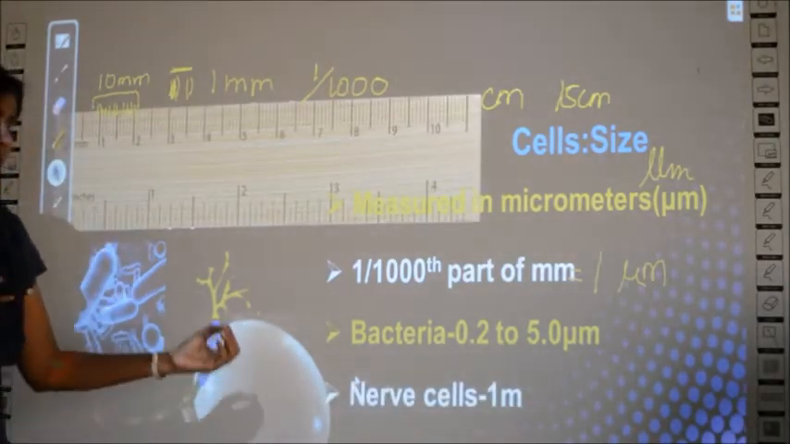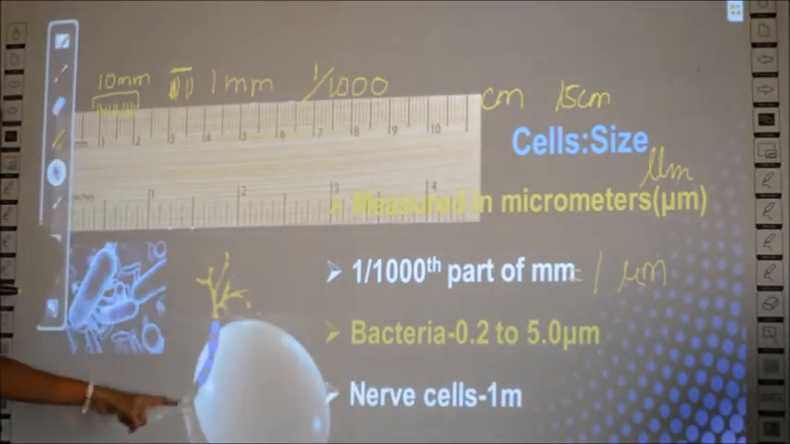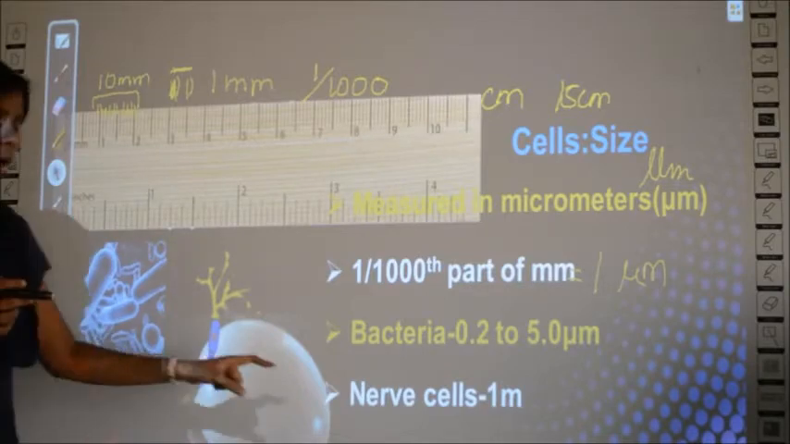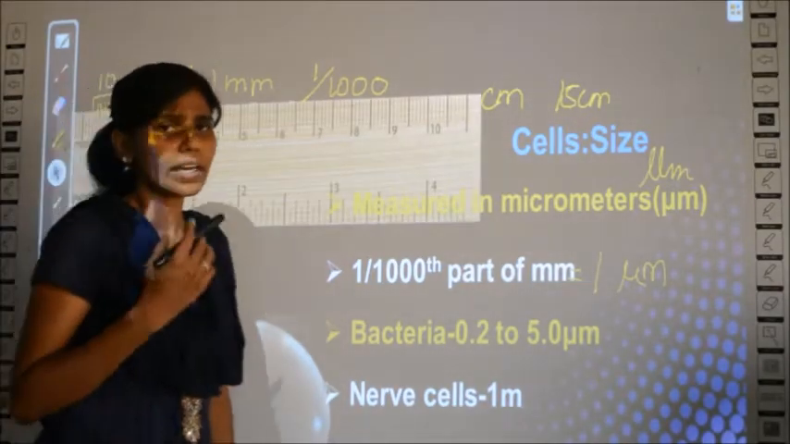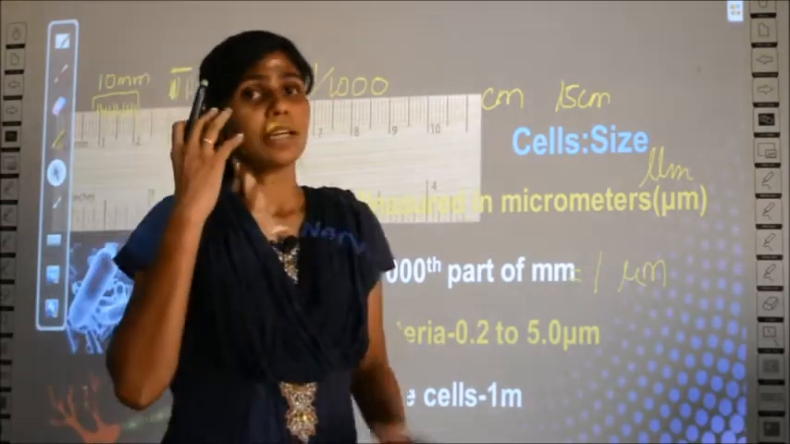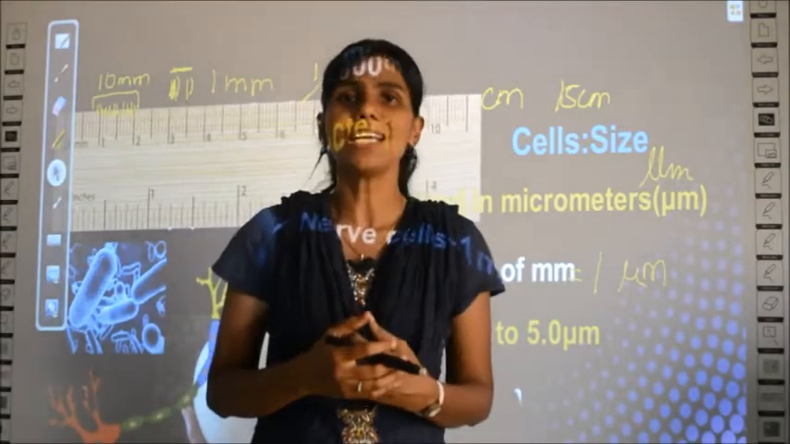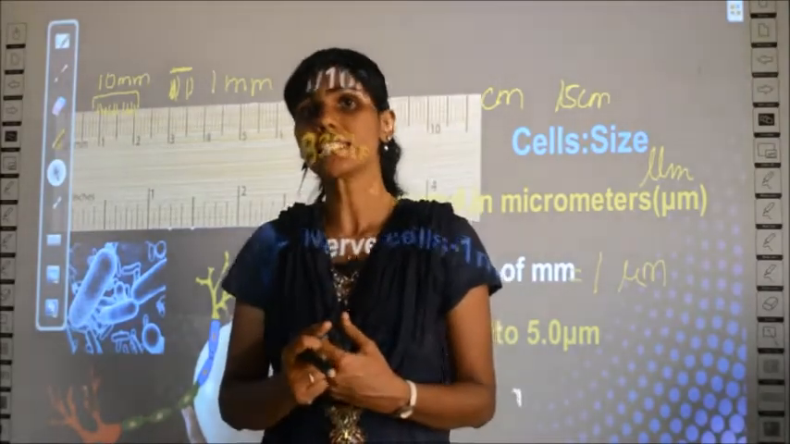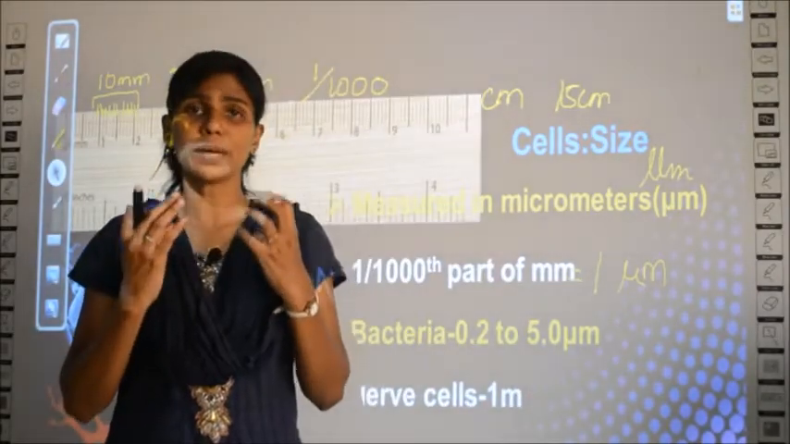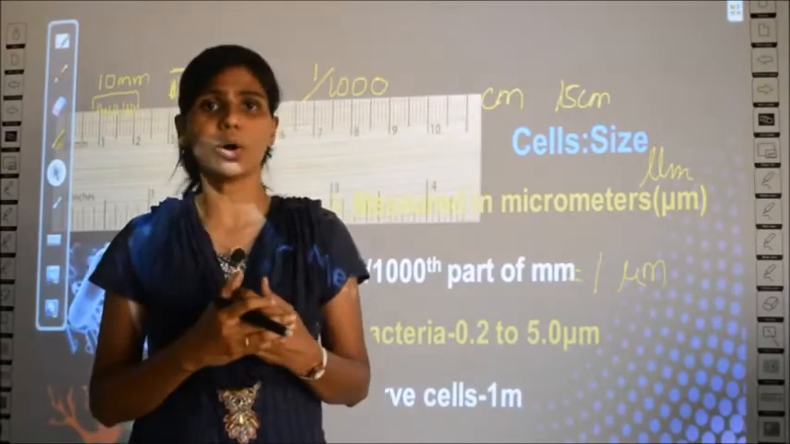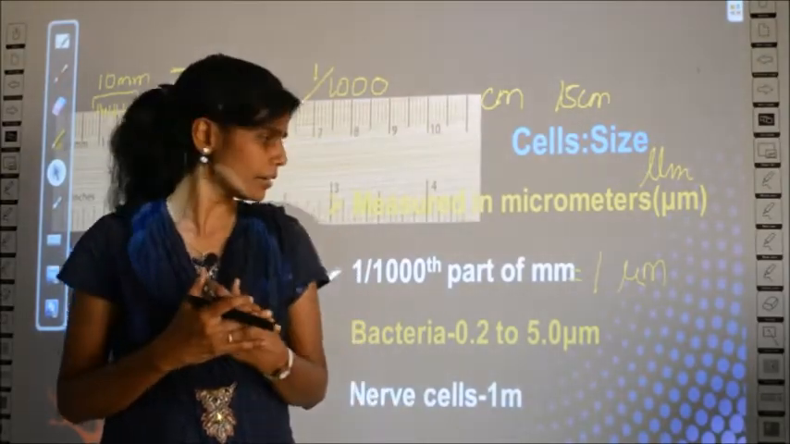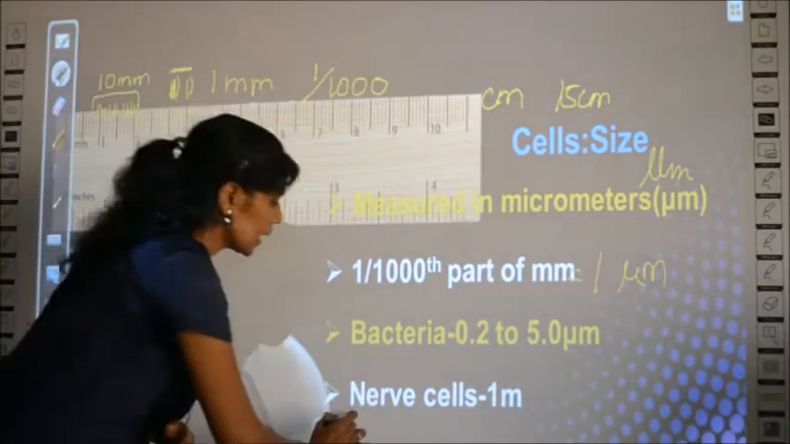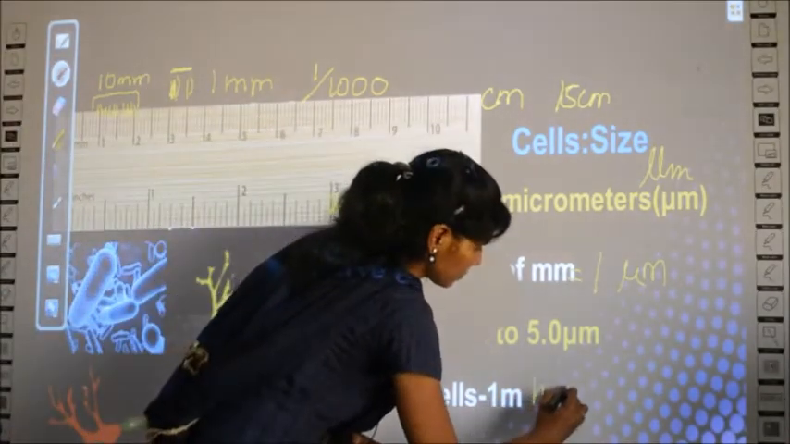And then the nerve cells. This is the nerve cell. Can you see this structure? Where can you find nerve cells? The nervous system in your body is made up of cells, and those cells are called nerve cells. They also have another name. What are nerve cells called? They are called neurons.